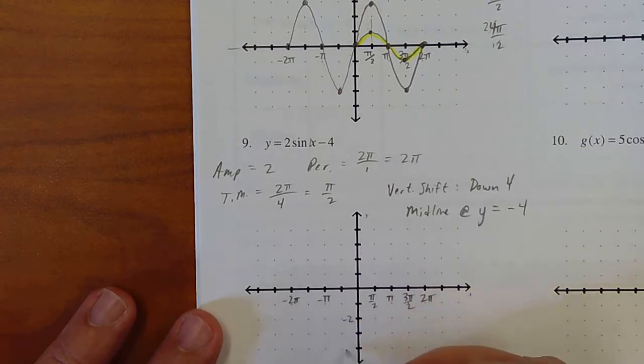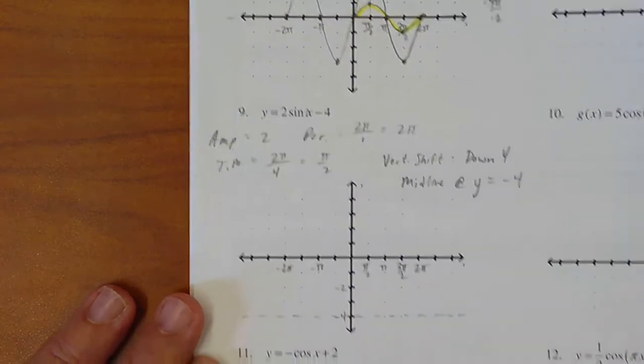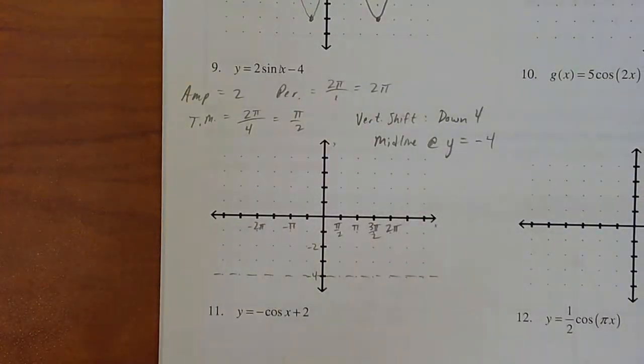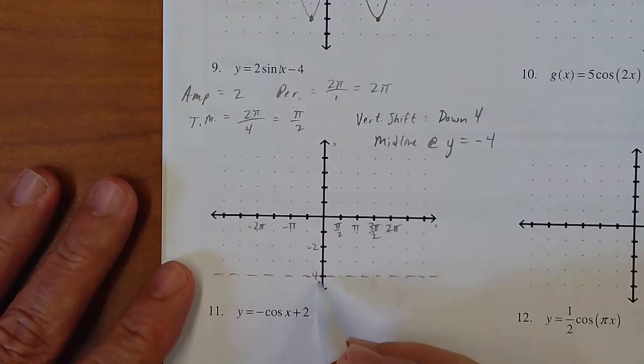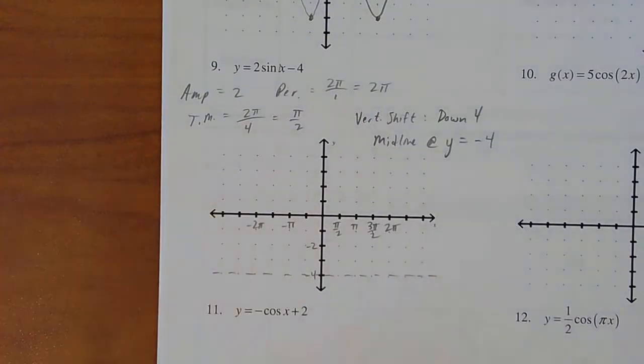So this is what I mean by that. Right here at -4, let's do this. Okay, it kind of serves as your new x-axis, if you will. I know it's not the x-axis, but it's kind of the midline for you to start your pattern again.